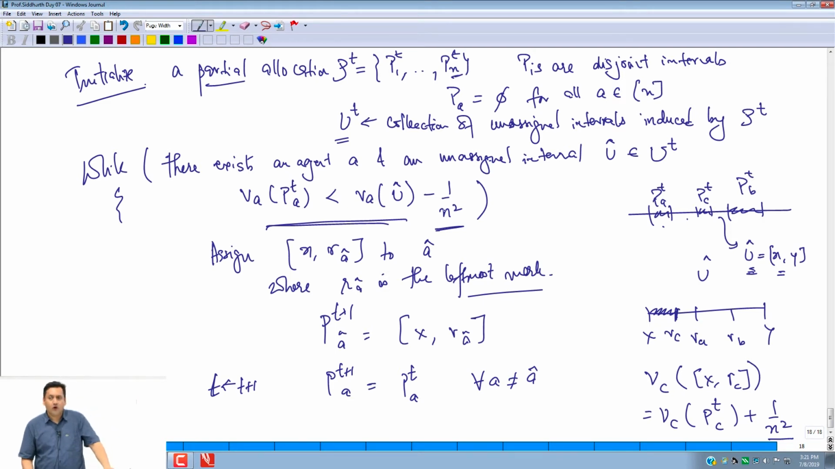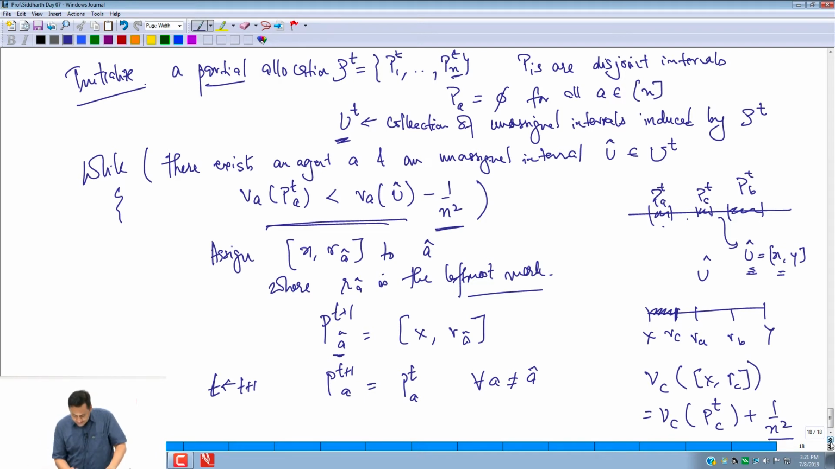A very obvious fact is that I will never assign intersecting pieces to agents. I'm always looking at U hat, an unassigned piece, and moving on. Note that the piece that A hat had, this P_t of A hat, is now back in the pool, it becomes unassigned. So U_{t+1} would be the new collection of unassigned pieces. That's just a simple observation.